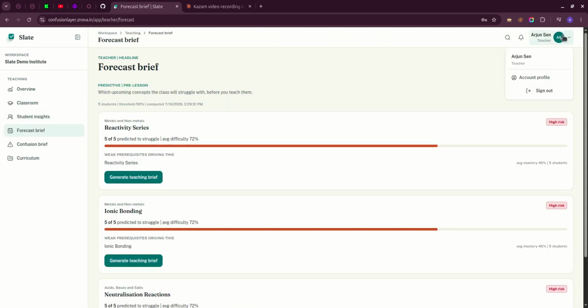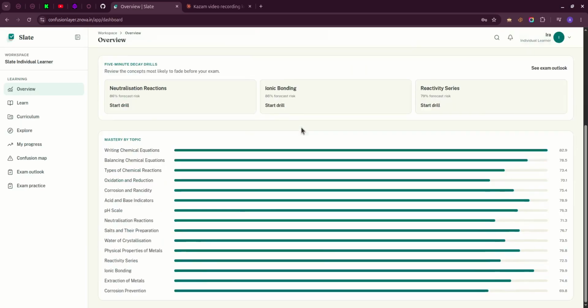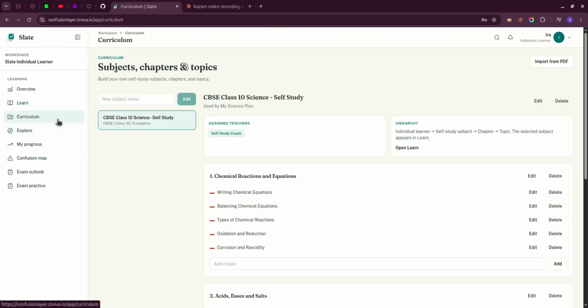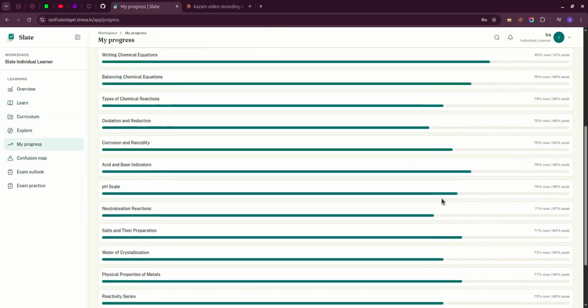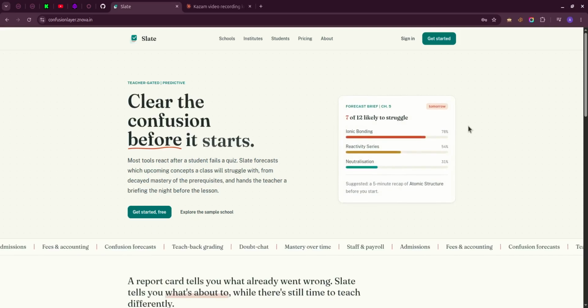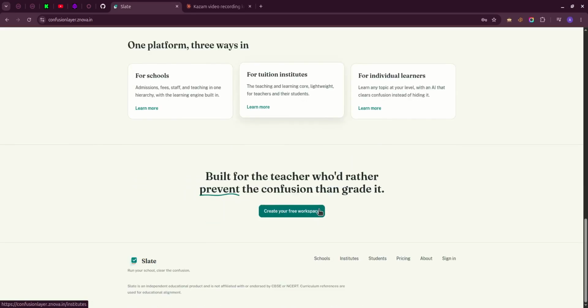The winning element is the combination. Slate connects learning, prediction, classroom action, and school operations in one product. It is not trying to replace teachers. It gives teachers earlier signals, clearer priorities, and more time to help students where it matters. Slate is a school operating system for acting early, before the quiz, before the exam, and before confusion becomes failure.